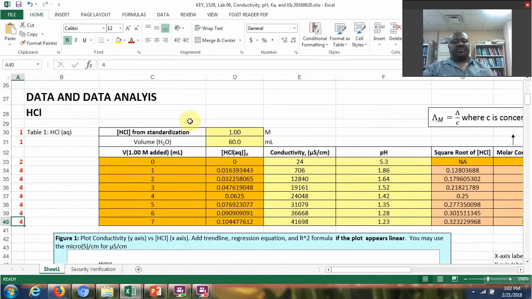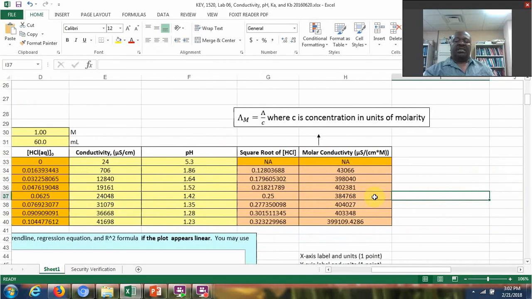So here it is. The concentration, whatever that concentration is, the order that you put in. These are the 1 milliliter aliquots over here that you're adding. And you'll calculate whatever the concentration is based on this volume and whatever you're adding up here. That is the HCl concentration. These are the measured conductivities. This is the measured pH. And using the equations that are in the manual and elsewhere, you can do the calculations.